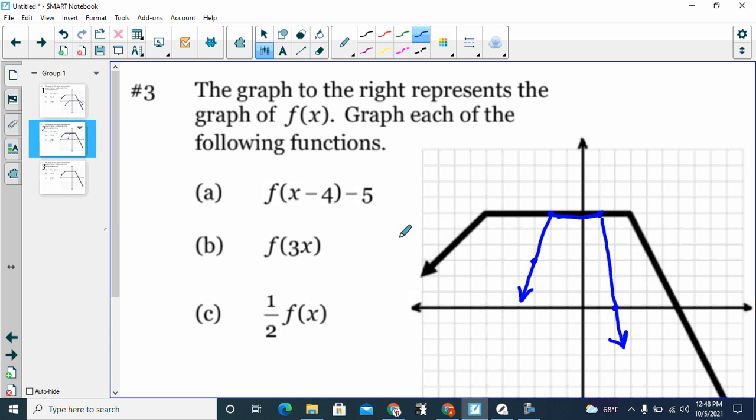And this time, because I divided instead of just adding and subtracting, notice the slopes of these lines do change. This is a horizontal squish by a factor of 3. That's going to change the slope of that line.